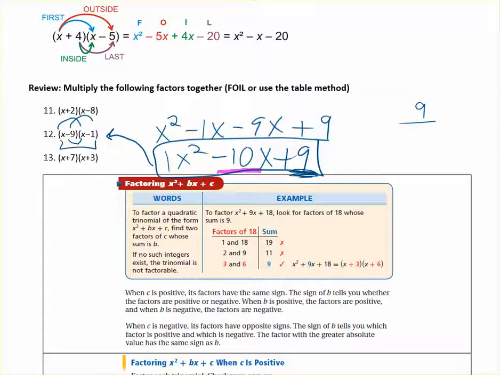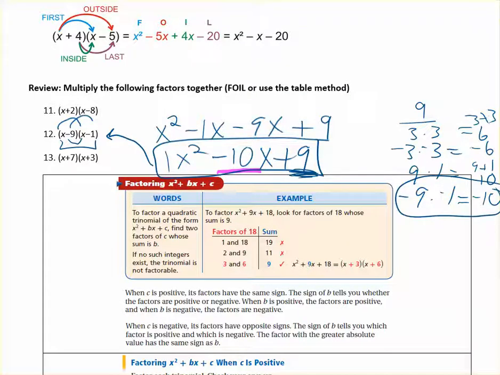Let's see, 3 times 3 is 9, but if you add 3 plus 3, you get 6, so that doesn't equal negative 10. What about negative 3 times negative 3? If you add those together, you get negative 6. So at least it's negative, but it's not negative 10. 9 times 1 is 9, but if you add those together, 9 plus 1 is 10. We're getting close, but we need negative 9 times negative 1 to get negative 10. This is the key right here. Now I know what to use when I factor x squared minus 10x plus 9.